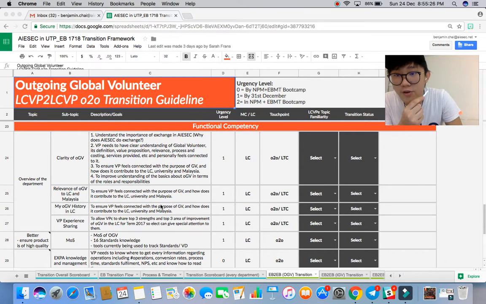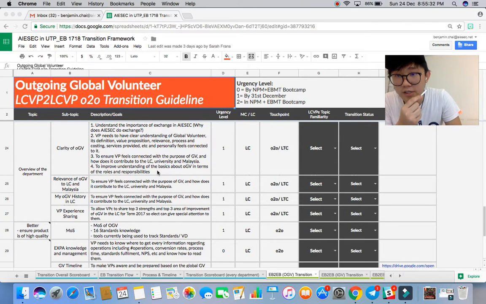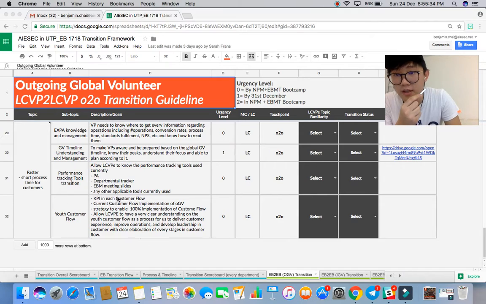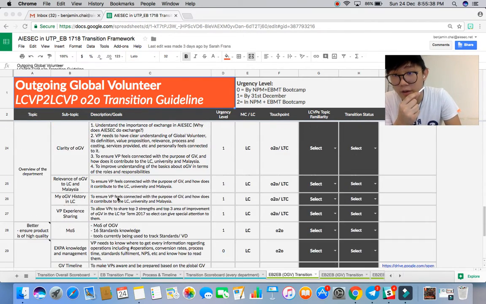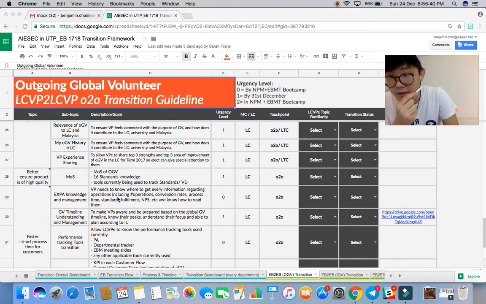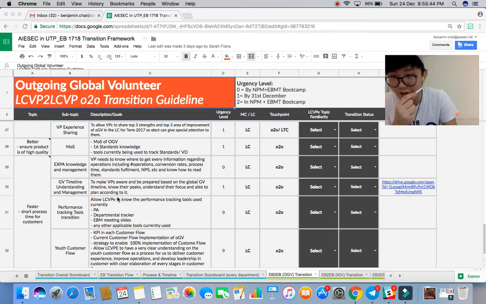So I'm going to explain to you how oGV's transition is going to be, especially for the functionals part. As you can see in here, these are all the topics that need to be transitioned for oGV specifically. There is an overview of department, better, and faster. There's no profitable in here. It will be in FL, but you should also know about this.